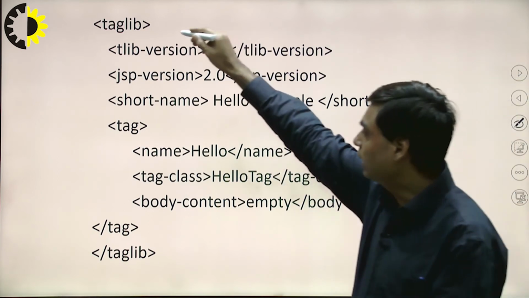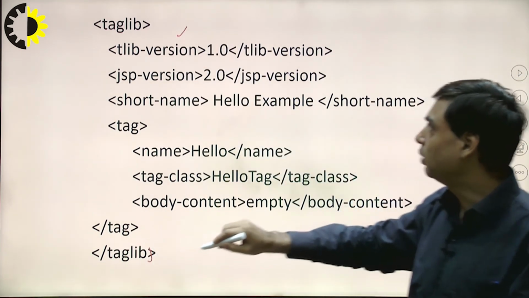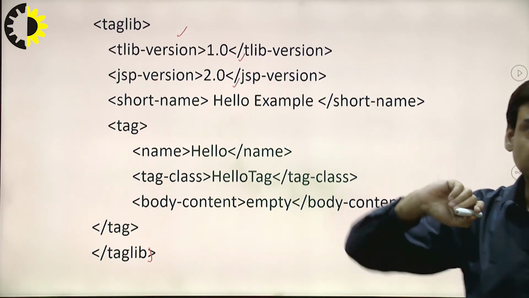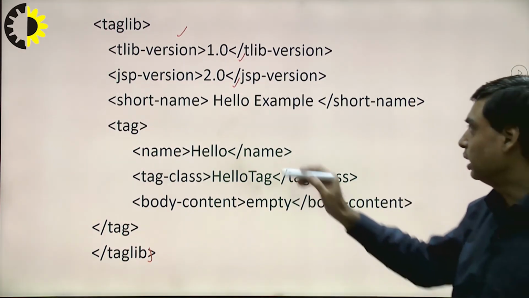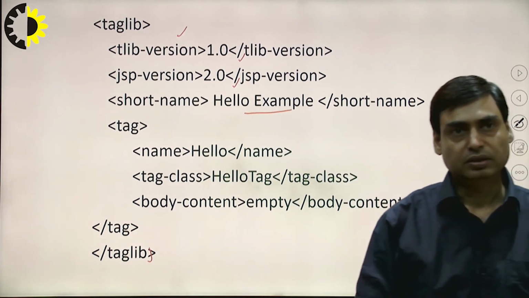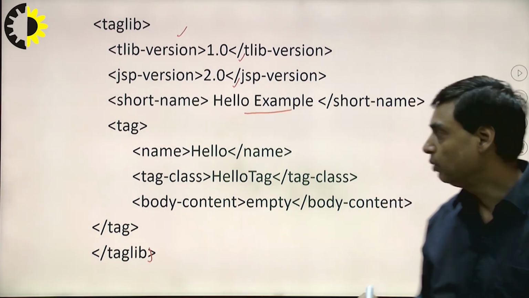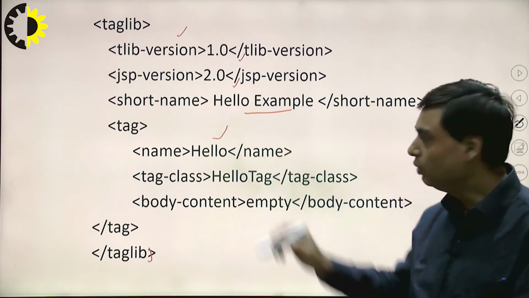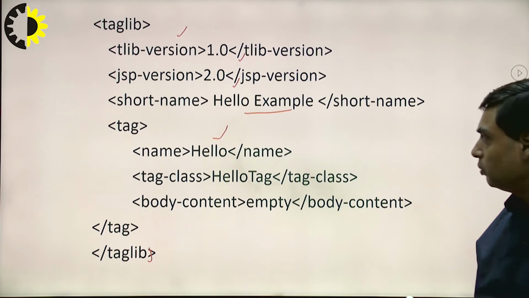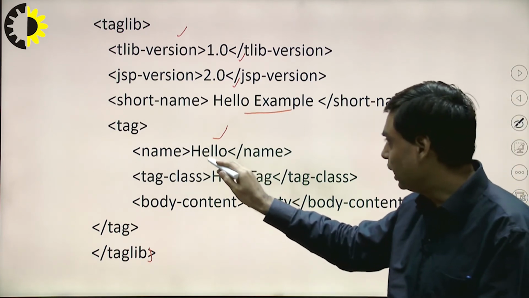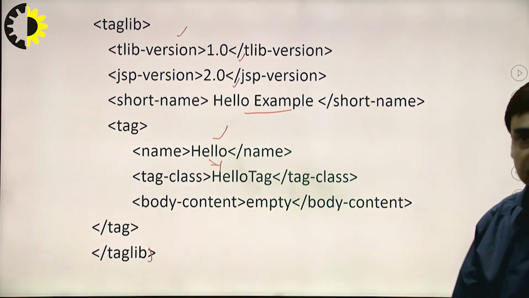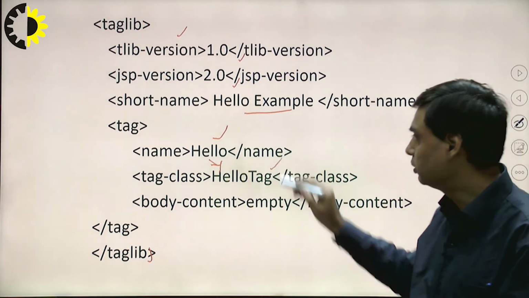So it has a taglib element and the end of the taglib, then we define the version, 1.0, 2.0, and the name of this tag library is hello example. Then give the name of the tag that we are going to use. The name of the tag is hello. We already discussed that we are going to define a tag hello. Then the name of the tag class, that is the tag handler. When we call this hello, what will be the tag handler? The tag handler is HelloTag.